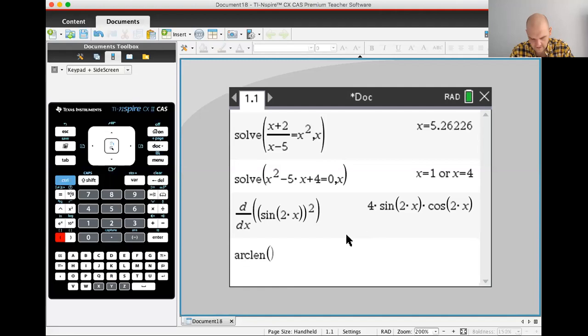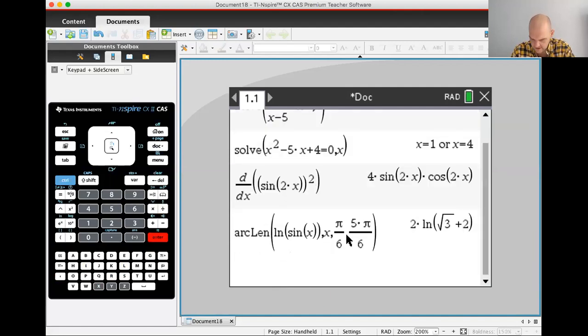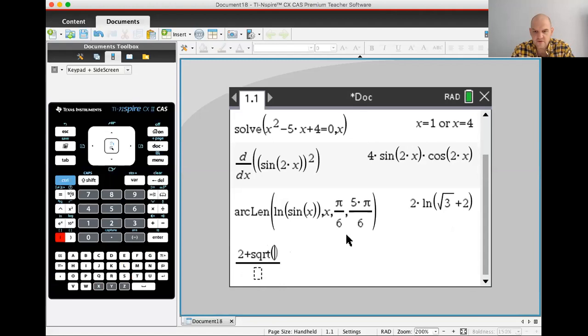There we go, arc length. Natural log of sine of x. X is a variable, and we're going from pi over 6 to 5 pi over 6. Okay, so what if I had rationalized? What is 2 plus the square root of 3 over 2 minus the square root of 3?